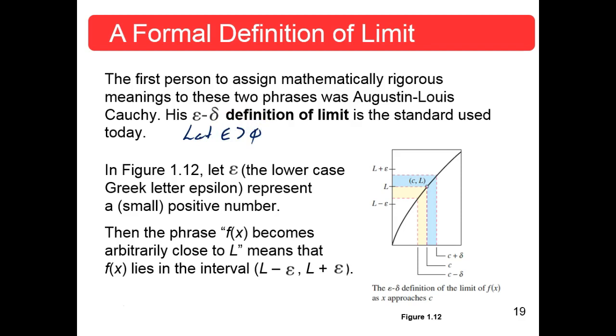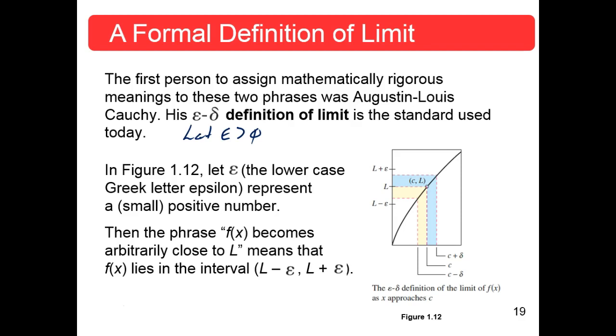I knew that, whether I knew what epsilon meant or anything else, you had to say those words: let epsilon be greater than 0. It has to be positive. That's all that's saying. What we're understanding is also small. Then the phrase x becomes arbitrarily close to L means that f of x lies in the interval between L minus epsilon and L plus epsilon.